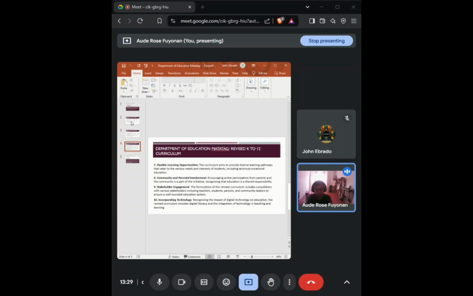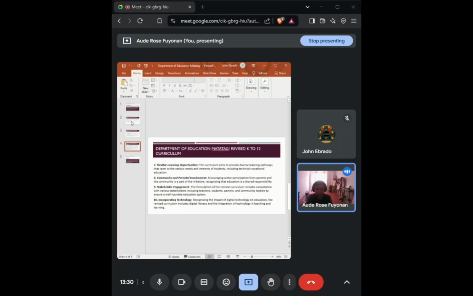The curriculum aims to provide diverse learning pathways that cater to the various needs and interests of the students, including technical vocational education. So, first you have to consider the diverse backgrounds of the students. So it creates an inclusive learning. It doesn't matter where you came from, as long as it stays the same with much respect, catering to the various needs and interests of the students.